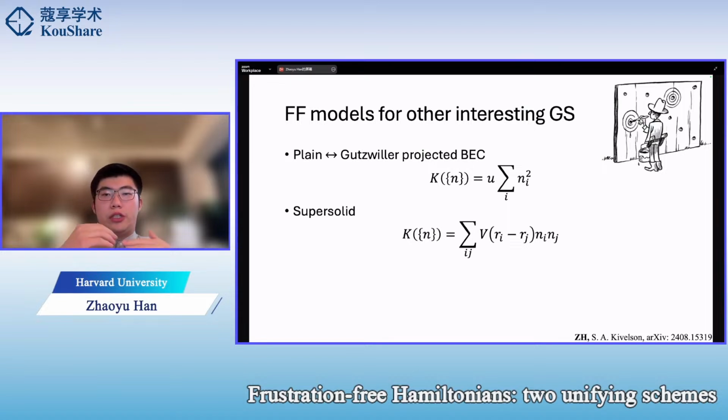First, when you choose on-site repulsion in the classical energy, which punishes multi-occupancy for each site, we can obtain a family of models whose ground state interpolates between a plain BEC and a Gutzwiller-projected BEC state as one turns up this repulsion strength U. And second, when you have some repulsive pairwise classical interaction, we know that the system can develop density wave order that coexists with the superfluidity. So the ground state will be a supersolid.